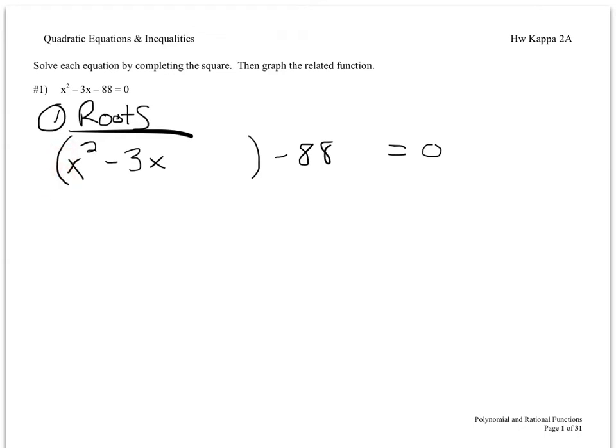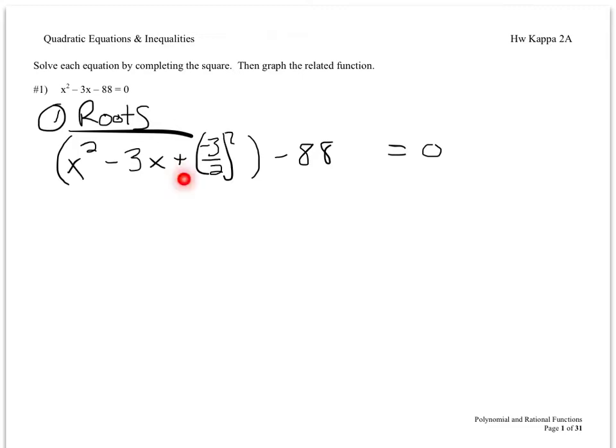You then take the coefficient of x, which we usually call b, it's negative 3 in this case. You take half of it and then square it. Half of 3 is 3 over 2, and then you square it. So you take half of negative 3, which is negative 3 over 2, and then square it.